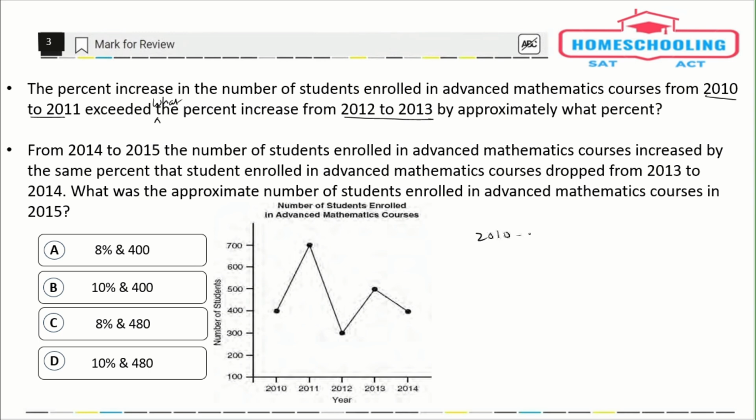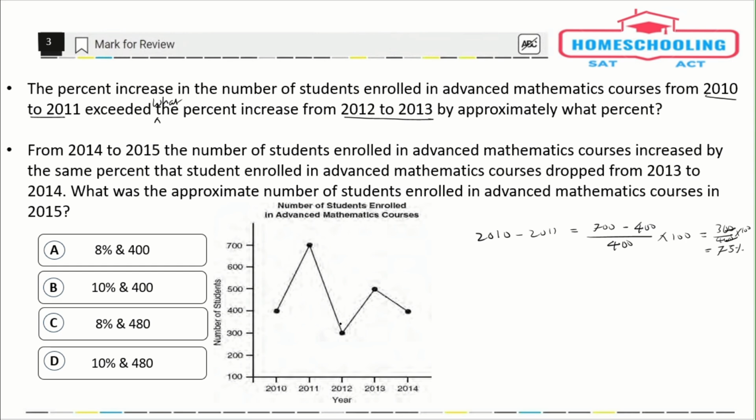So for 2010 to 2011, as we know, it is final minus initial, that is 700 minus 400, divided by 400, into 100, as we have just read in the formula. So this would be 300 by 400 into 100. So 3 by 4, as we have read in the first part of the video, is 75%. So during the 2010 to 2011 time period, the number of students enrolled in the mathematics course increased by 75%.